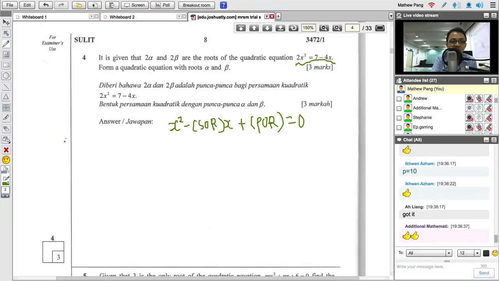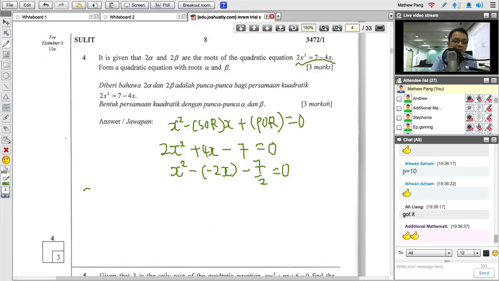What I will do now is move everything to one side, plus 4x minus 7 equals 0. And this one must be x squared, so I divide everything by 2. So x squared, I divide by 2, this one I get 2x, right? So I change to minus negative 2x. This one divided by 2 will be minus 7 over 2 equals 0. So from here, I know my sum of roots is actually negative 2.